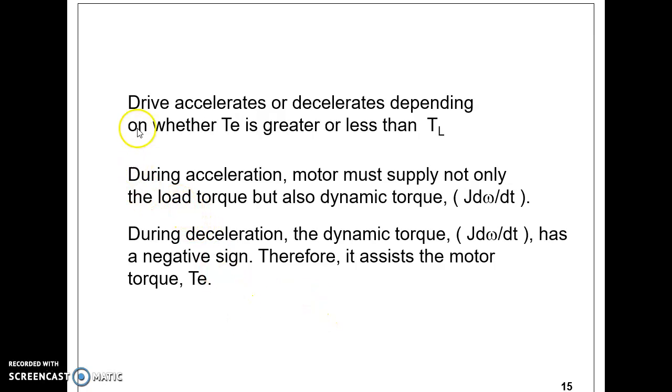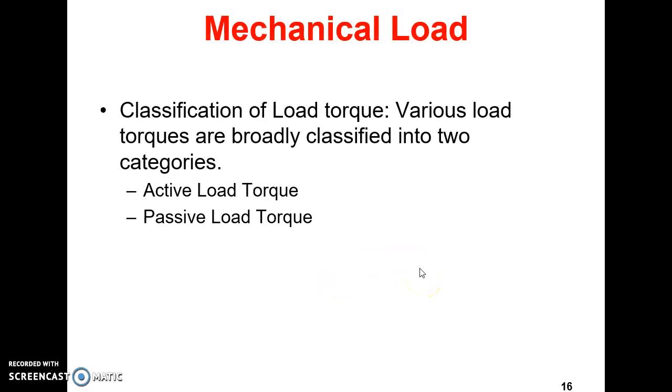We have already discussed this. The drive accelerates or decelerates depending upon whether the electromagnetic torque is greater than or less than the load torque. During acceleration, the motor supplies not only the load torque but also the dynamic torque. During deceleration, the dynamic torque has a negative sign, therefore it assists the motor torque, or the electromagnetic torque. We have various types of loads.